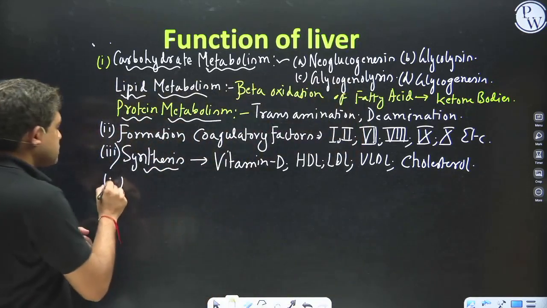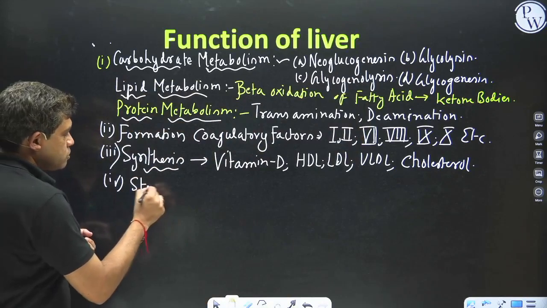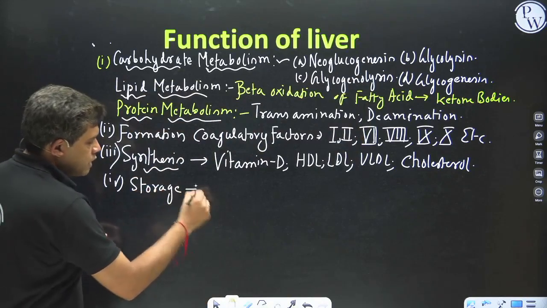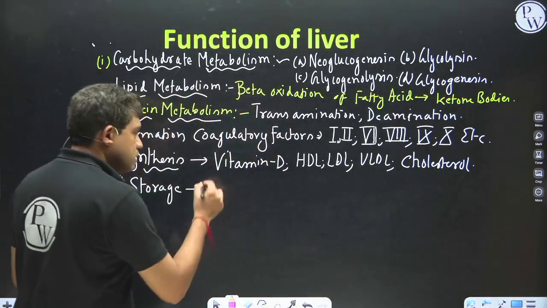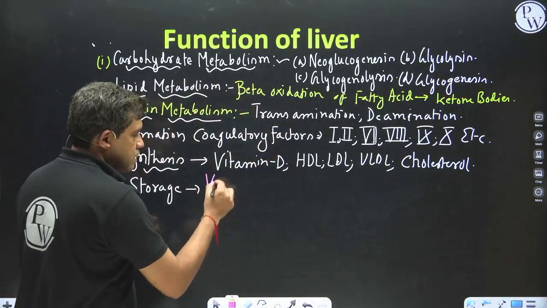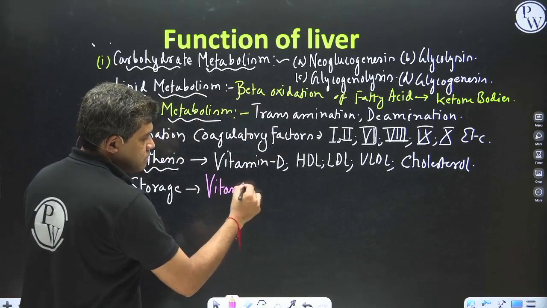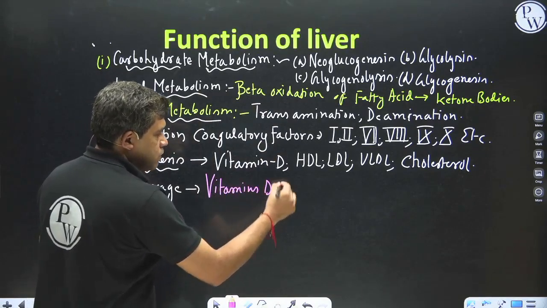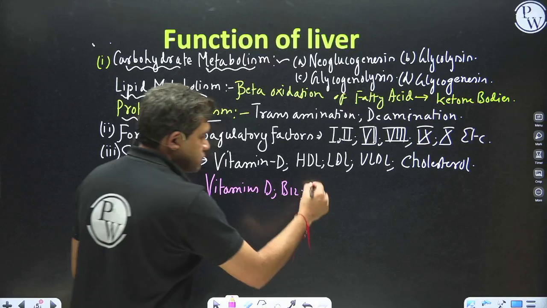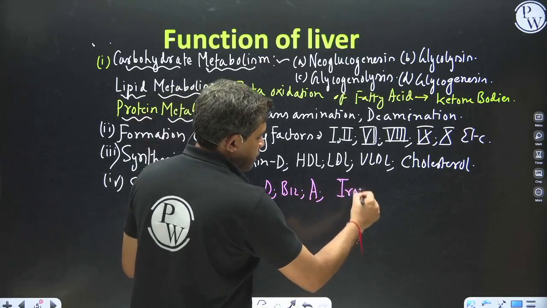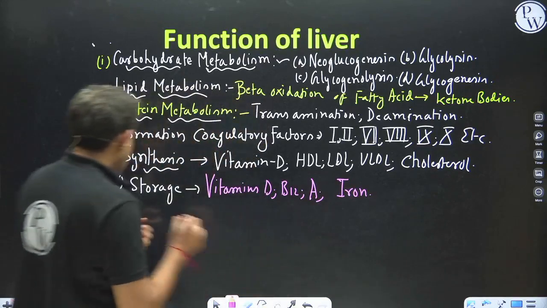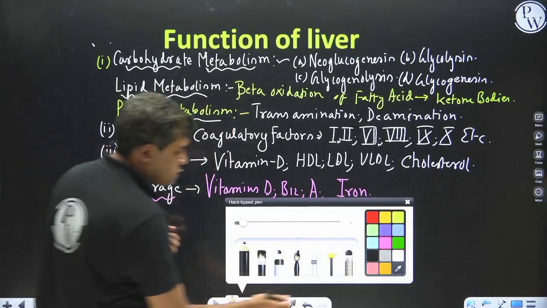Number 4 is storage. What does the liver store? The liver can store various things, like some micronutrients. They can store vitamins: vitamin D, vitamin B12. They can also store vitamin A. They can store iron. And what are the other functions of the liver?